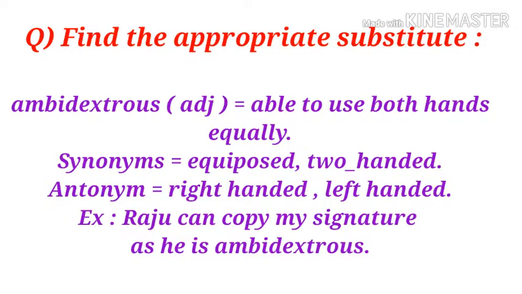So we can give an example here: Raju can copy my signature as he is ambidextrous. That means he is both-handed. He can use both his hands equally. So he is ambidextrous. This is a very clear meaning, so you can understand it well. Clear? Let us discuss the third word.